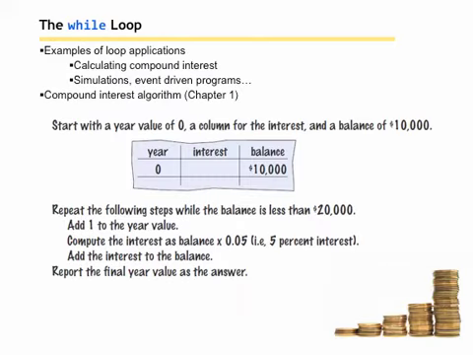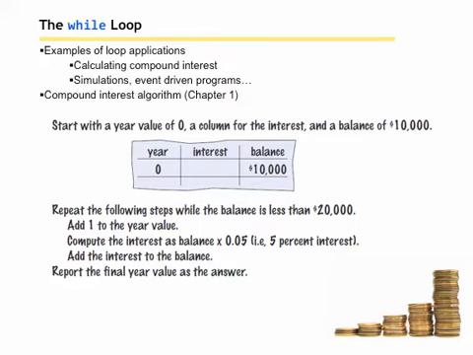The while loop is an example of a pre-test loop. It is controlled by some loop control condition, and it loops a specified number of times. So for example, if we want to calculate compound interest, the algorithm was in chapter 1 of our textbook, and we want to stop when the balance is 20,000. So we start with 10,000.